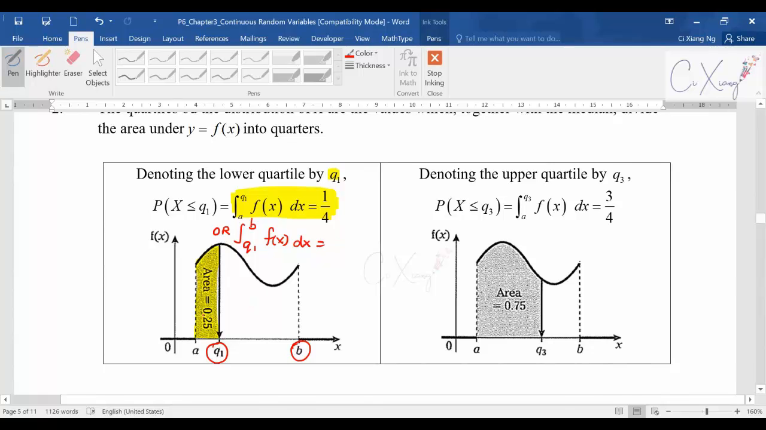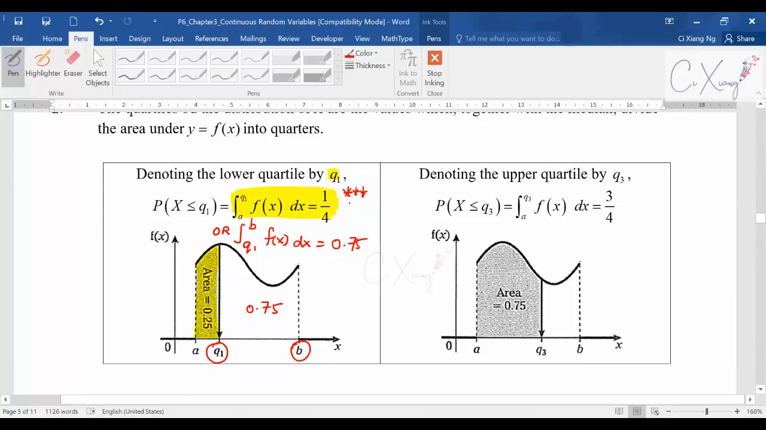If this is 0.25, then this value should be 0.75, so that it sums to 1, because the total area under the graph equals 1. So you can also integrate from Q1 until B and let it equal 0.75 if you want. But usually I just memorize this first one, because it fulfills the definition that we learned all the while. When you have the smallest value until Q1, it covers the first 25% of your data. So usually I memorize the basic one.